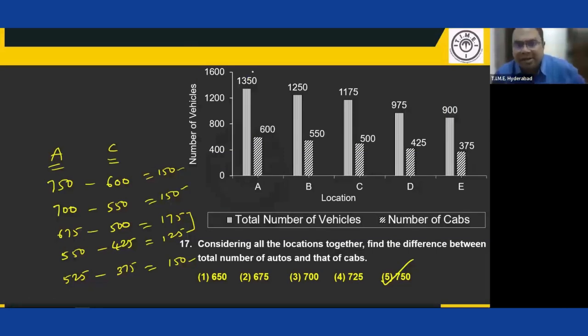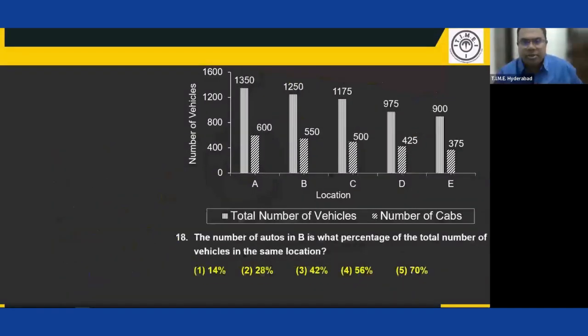Otherwise, you can also do it like this. Add all the total values, then add all cab values. Subtract, you will get auto. Then again you have to subtract. Instead of that, we can put it like this: you know all cab values, put down the remaining auto values, and you can take the difference. Right. So next question. Question number 18.